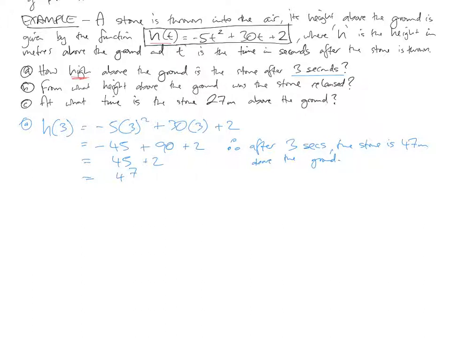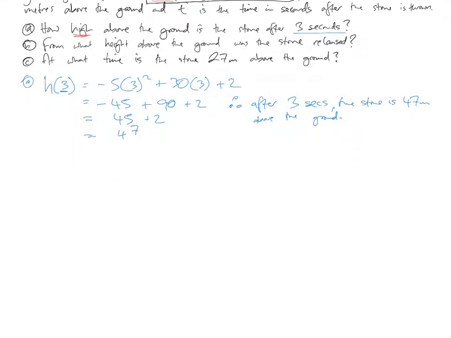So like we showed in the previous video, questions where you're given the unknown are easy because all you do is find the function given that. You find h of 3 in this example here. B, from what height above the ground was the stone released? So we're still trying to find the height, so it's still a substitution, but it doesn't directly tell us what the variable is. It's not saying how many seconds it is.